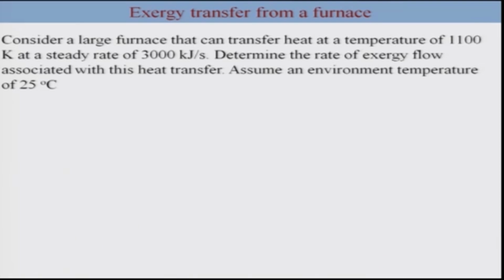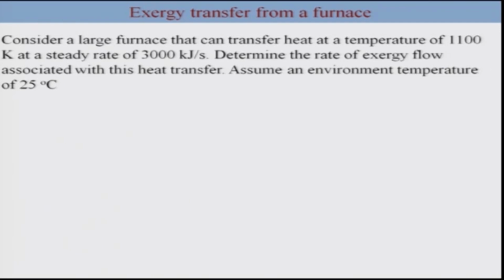So, this is about a furnace which transfers heat at a temperature of 1100 Kelvin at a steady rate of 3000 kilojoules per second, or kilowatt, and what we need to find out is the rate of exergy flow associated with this heat transfer. In other words, what is the maximum useful work which we can extract from this furnace, and we have assumed the environment temperature to be 25 degrees Celsius.